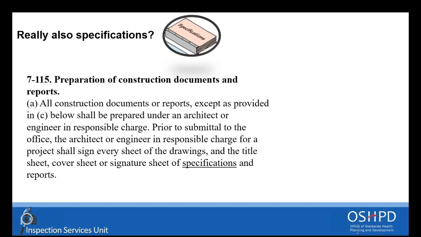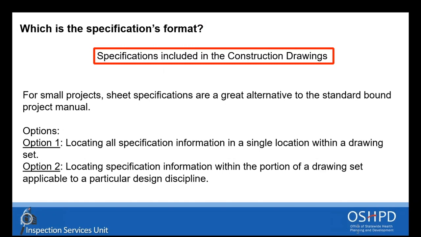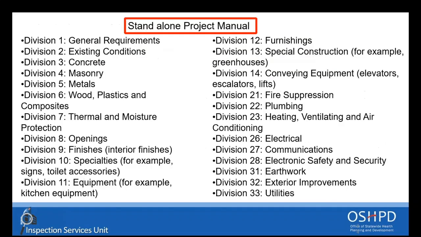Code 7.115 of the admin code refers to the specifications. These are part of the construction document. And how can these specifications be part of the project? Depending on the size of the project, there is a different type of format for the specifications. If it is a small project, usually the specifications are included in the drawings. But if the project is big, the size of the scope is big, a better way to keep track of all the specifications is the project manual, which is divided in divisions, as you can see here.